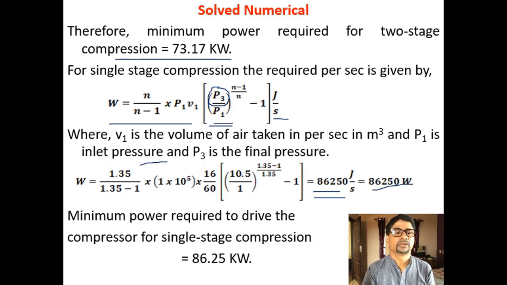So now you can see the work of compression is more in single stage compression when compared to multi-stage compression. That is why I wrote this sentence again. For two stage compression, the work of compression is 73.17 kilowatt, whereas for single stage it is 86.25 kilowatt.